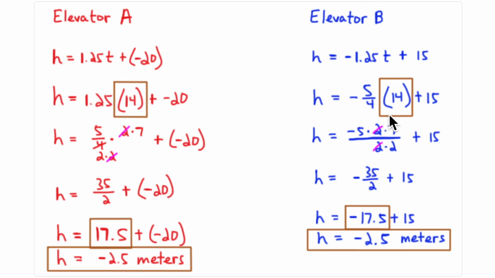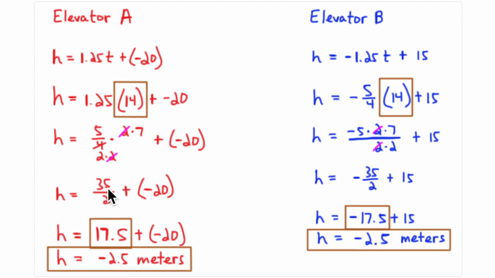So this is showing you with each equation. So you replace time with 14 seconds. And I'm just simplifying this a little bit, factoring this out. These two 2's cancel out. You're left with 5 times 7 is 35 divided by 2.